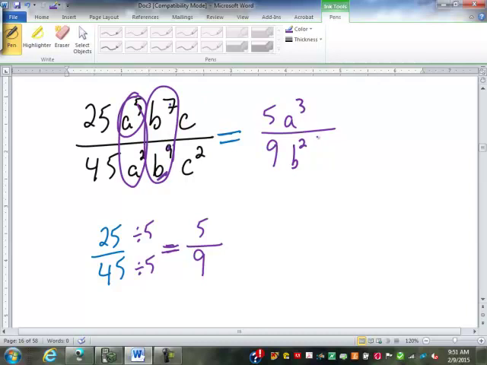Where does the C go? On bottom, and a power of 1 or nothing. This is C to the 1, so the 2 is bigger. 2 minus 1 is 1, so it's C to the 1 or just C.